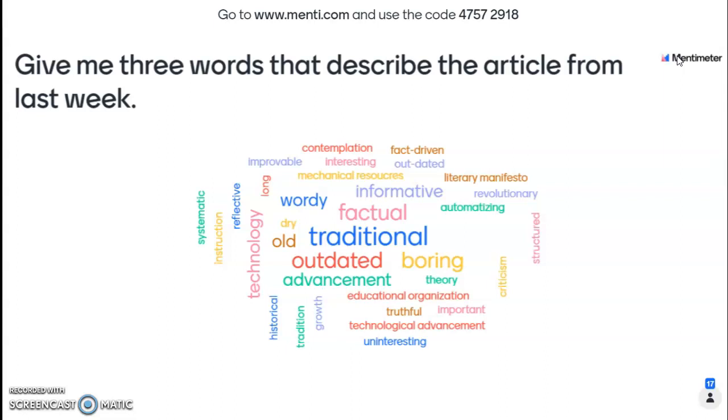Okay, so a lot of people may have thought it was outdated. It was traditional. It probably was pretty boring. I get it. It was wordy, absolutely. But it was actually very informative because it gave you a background of where we came from and how we got here. Okay, it was very highly fact driven, and it showed how we can basically automate what we do and create a step by step approach to designing our instruction.